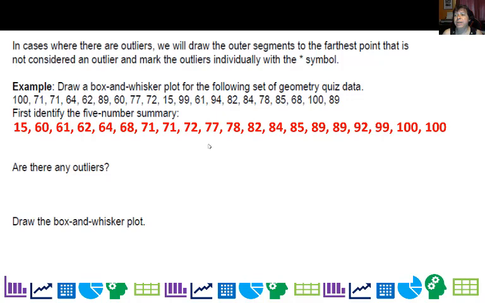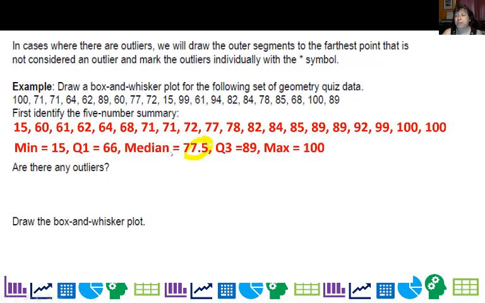Okay, so looking at this, I went ahead and rearranged them in order. Then I found the middle spot. So the middle spot, 77.5, came from right there, in between 77 and 78. Then I take this first half of the data, and I look for the middle spot there. Now, you'll notice 66 wasn't there. But that's because there were 2 equal sets here.